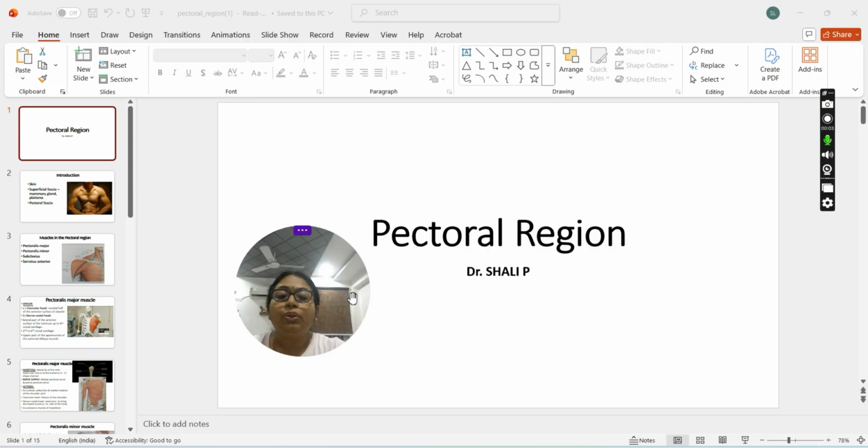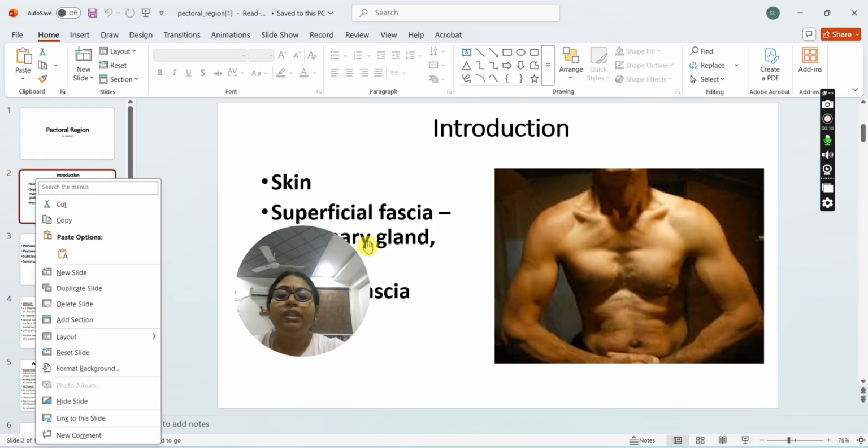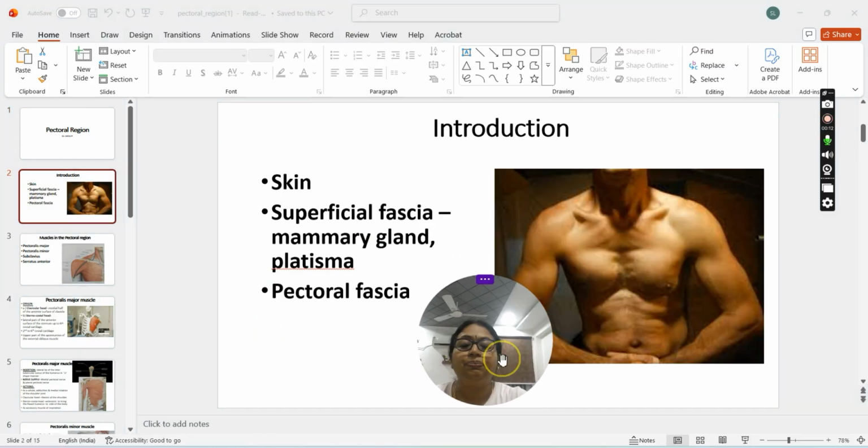Right now you have seen the dissection. Now we'll go for a little more detail about the pectoral region. As a matter of fact, it has skin, deeper to skin the superficial fascia, deeper to the superficial fascia you have the pectoral fascia or deep fascia of the pectoral region, then layers of muscle.